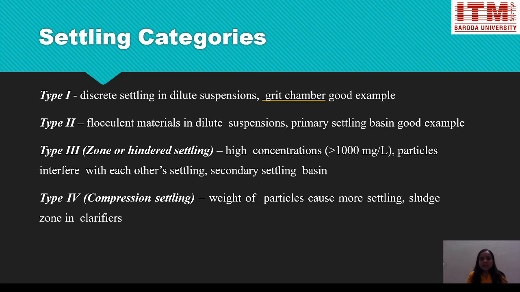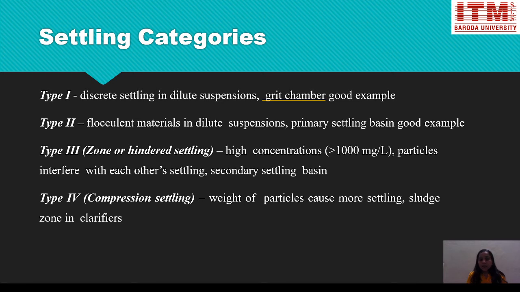Type 1 settling is considered discrete settling. In dilute suspension, a grit chamber is a good example. That means in this category we count those kinds of particles which will not settle easily, and which will normally be on the upper side of the grit chamber. Type 2 is flocculent material in dilute suspension, and the primary settling basin is a good example of that. Flocculent settling means some particles may not settle individually, but when they come together they tend to travel downward, and going forward they settle down.